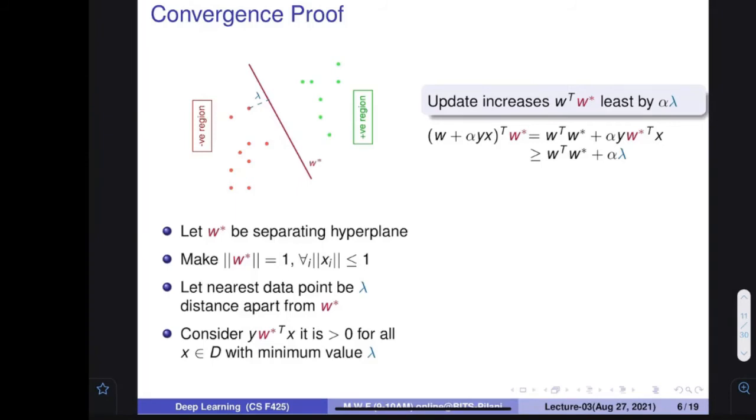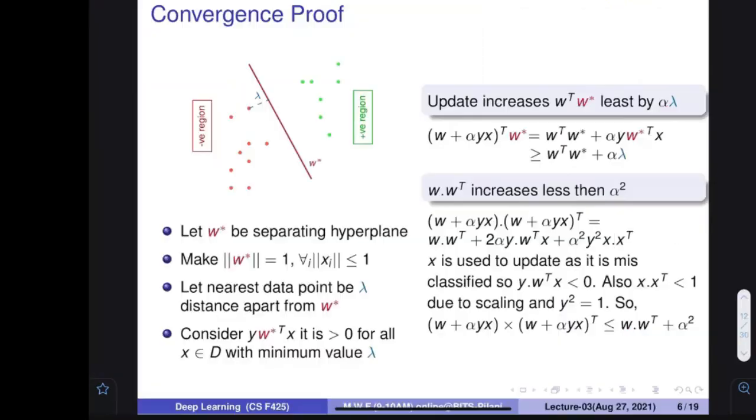Yes, yes, very good. The next thing that I wanted to tell you is, just see that w transpose w. If you consider only a single w and its modification, we want to say that it is not going to increase more than alpha square. Okay, you know that alpha is a learning parameter. So it is not going to increase more than alpha square.